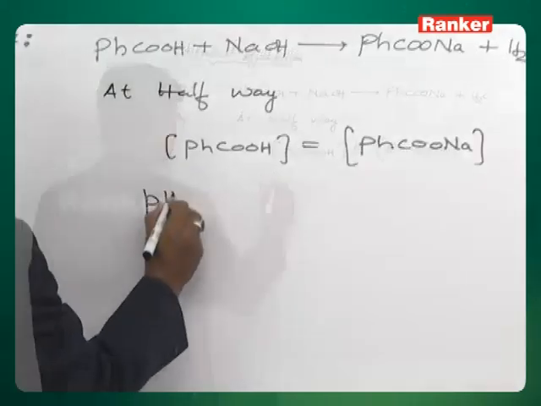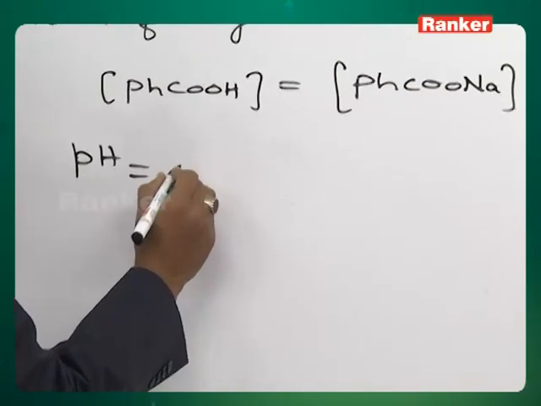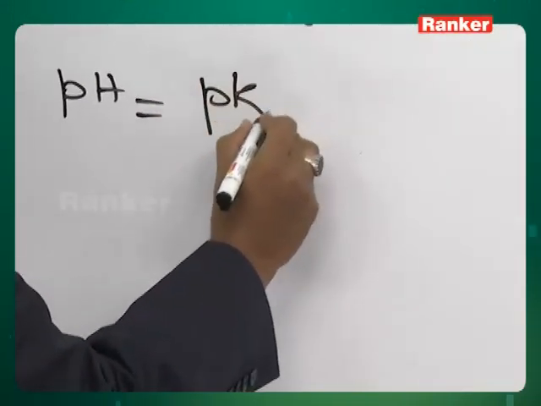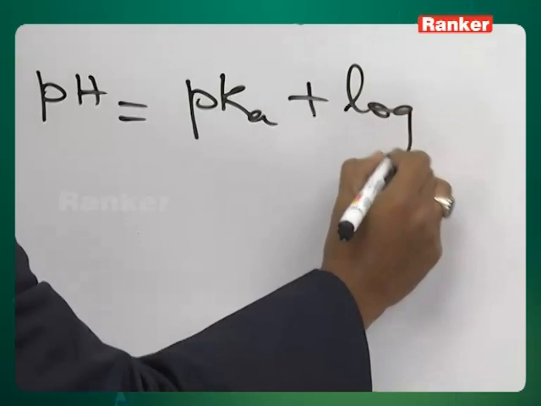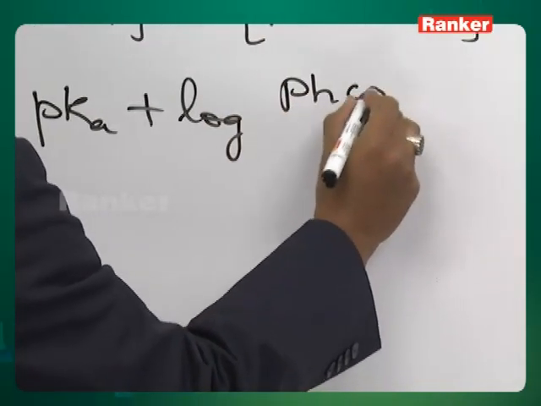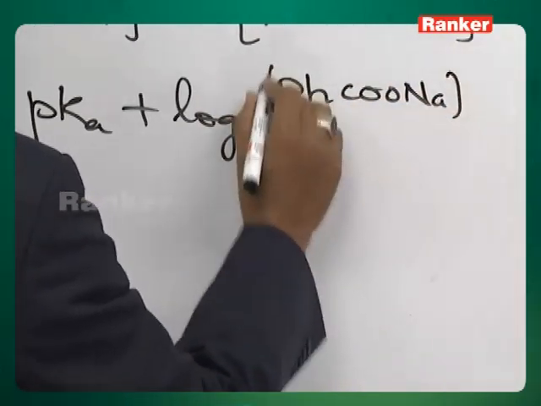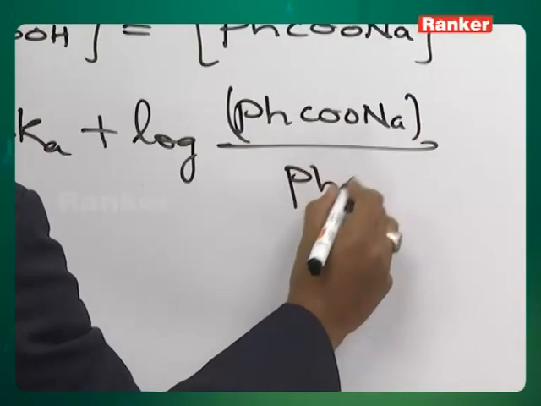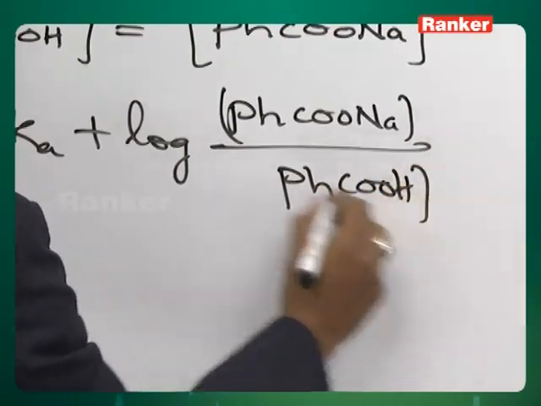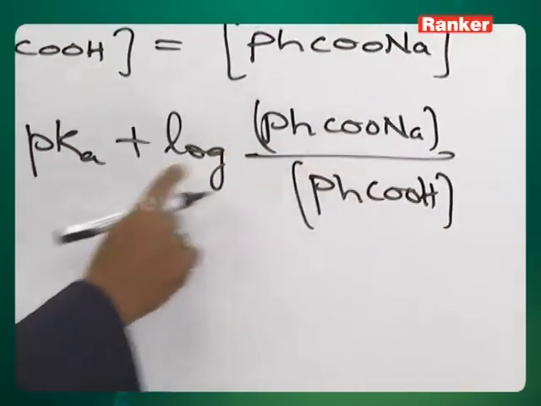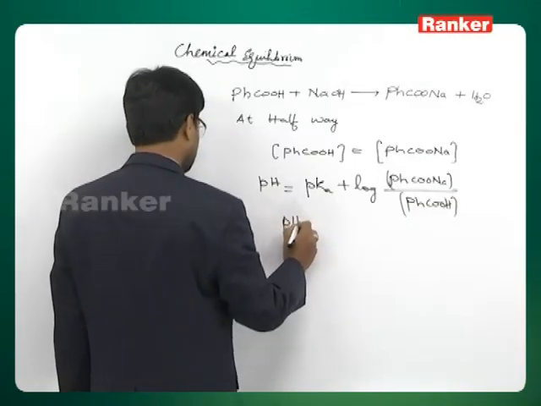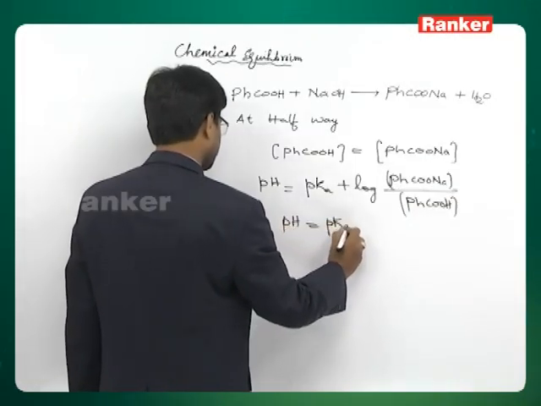So, pH equals pK plus log sodium benzoate concentration by benzoic acid concentration. When these two are cancelled out, you get log 1 equals 0, then pH will be equal to pK.